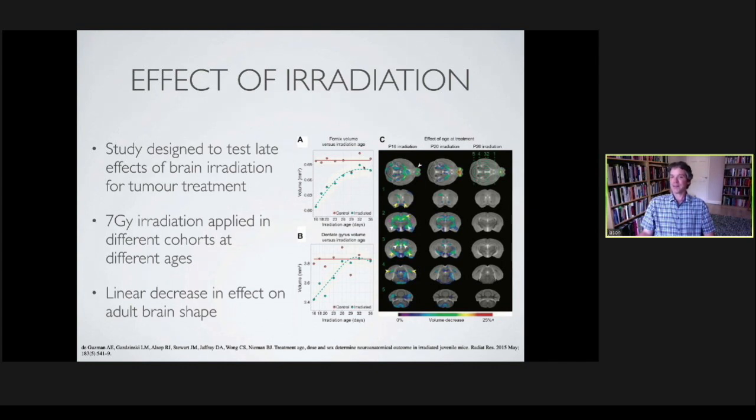You can clearly see that there's an age-dependent effect. In this case, it's the fornix. In this case, it's the dentate gyrus from two different areas with the same pattern, where the earlier the intervention occurs, the more significant the effect is on adult brain shape.